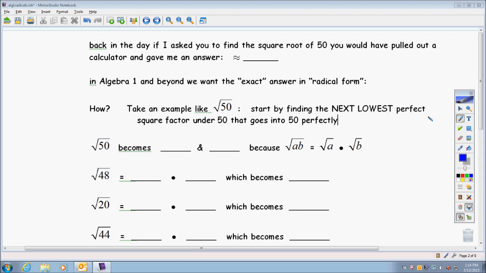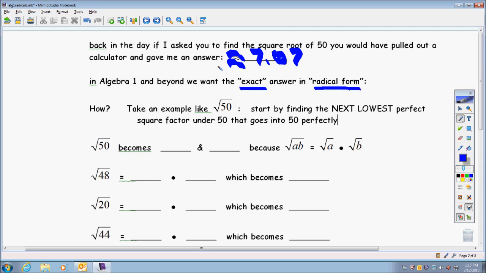What we're going to do is, back in the day, if I asked you to find the square root of 50, you would have pulled out a calculator and given me an answer. And what you would have probably given me is approximately 7.07. That was more like a 6th and 7th grade issue. You just want to find what was called an approximate answer. So we have a little squiggly. But in algebra, we're going to find something in what we call radical form. That's going to be the exact answer.